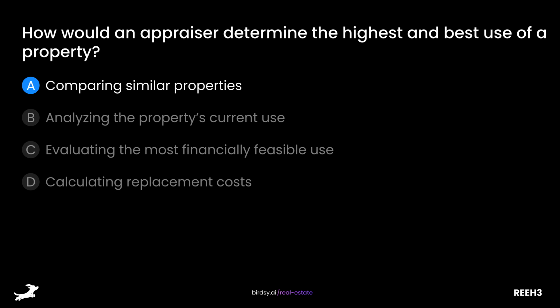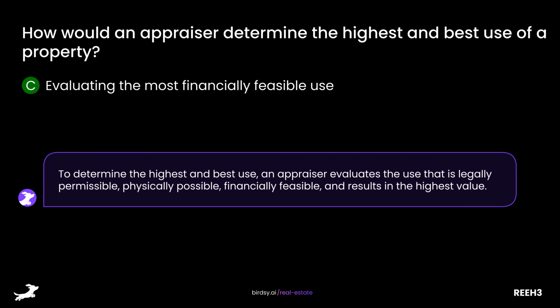Is it A, comparing similar properties? B, analyzing the property's current use? C, evaluating the most financially feasible use? Or D, calculating replacement costs? The answer is C, evaluating the most financially feasible use. To determine the highest and best use, an appraiser evaluates the use that is legally permissible, physically possible, financially feasible, and results in the highest value.